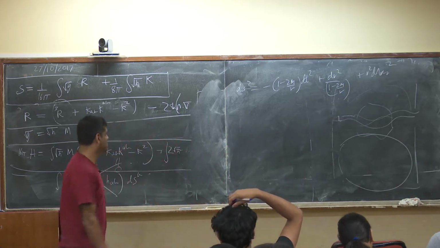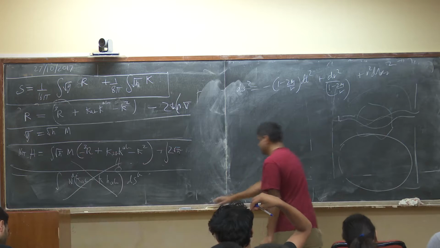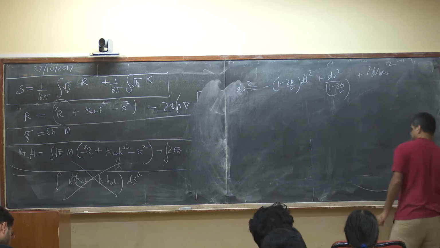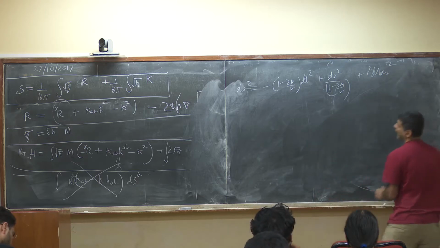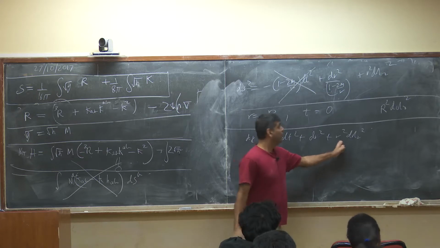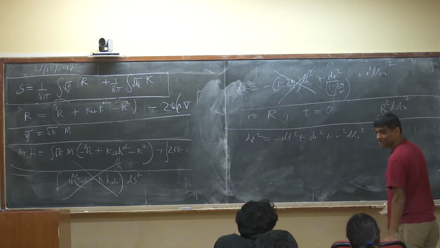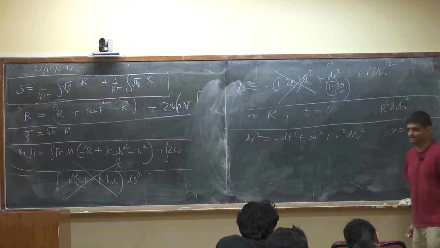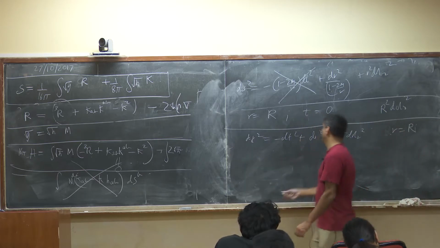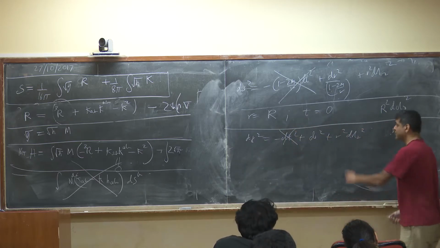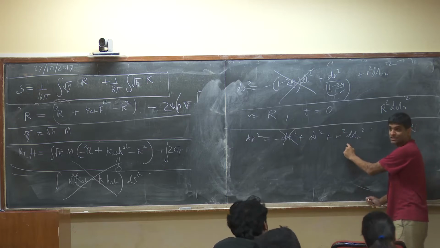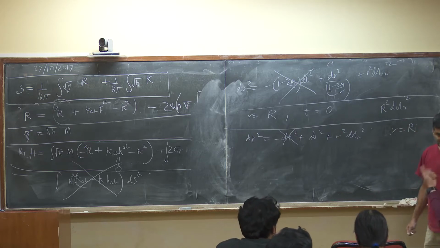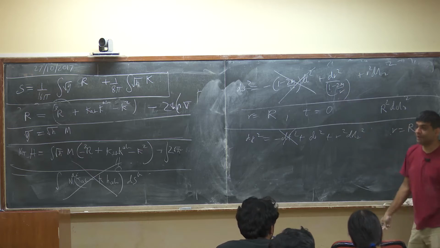Now what is our prescription? We will choose r once again to be capital R, so that the intrinsic geometries of the problems are exactly the same. What I'm supposed to do in both these problems is to compute the trace of the extrinsic curvature of the surface r equals R. Now that will depend in general on M. Let's see how it depends on M.